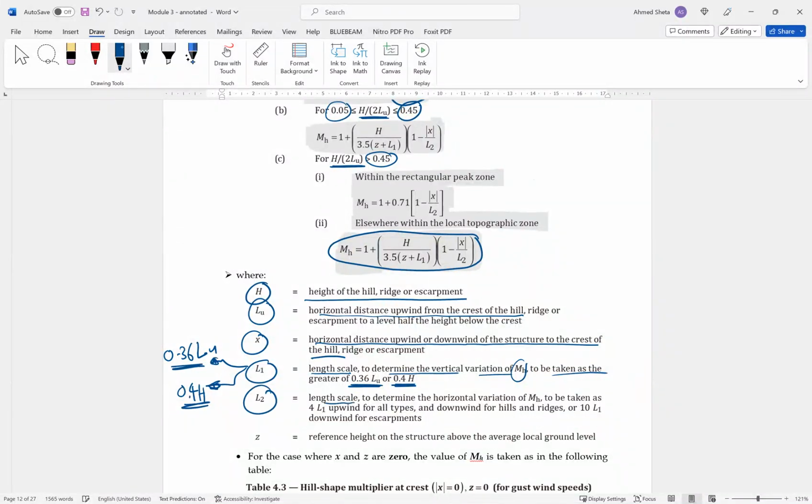L2 is the length scale to determine the horizontal variation of MH, to be taken as L1 upwind for all types and downwind for hills and ridges, or 10 L1 downwind for escarpments. Z is the reference height of the structure above the average local ground level.